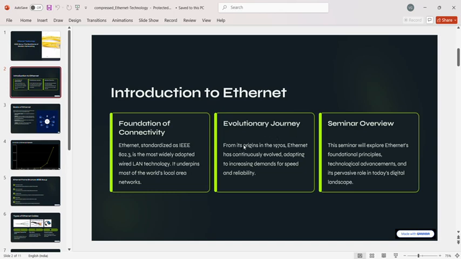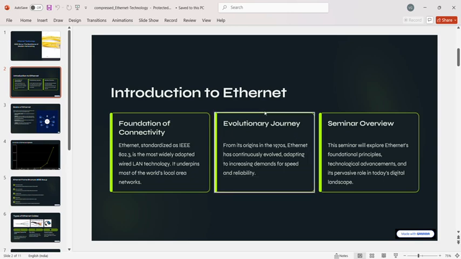Evolutionary journey: from its origin in the 1970s, Ethernet has continuously evolved, adapting to increasing demands for speed and reliability. Ethernet was established in 1970 at 10 Mbps speed, but now it is up to 400 plus Gbps. Reliability means it provides stable and consistent performance compared to wireless, and consistent and reliable data. It's also cost effective.